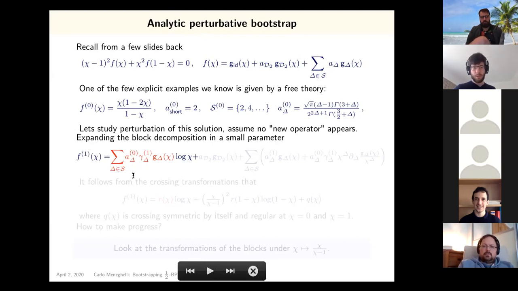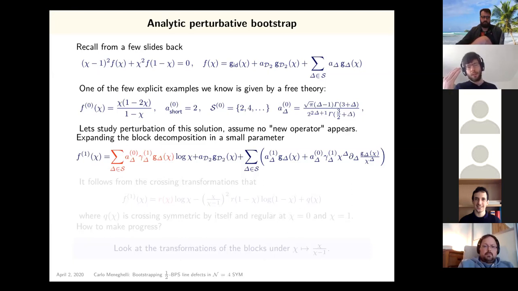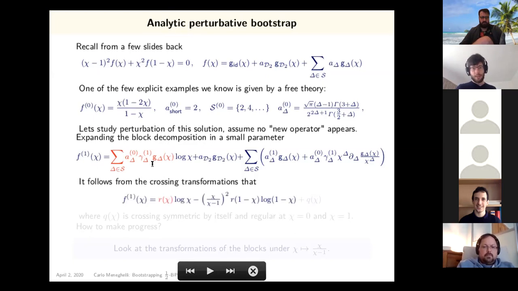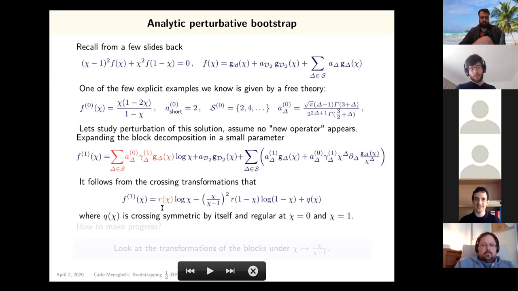This thing I put in red. And then all the rest has the property that once expanded at small chi it is a regular expansion, with integer powers of chi. But the red is the coefficient of the log, so it's well defined. Now we have crossing symmetry, which is the equation here, which tells us that if there is a term of chi log chi, by crossing symmetry there must also be this term. And there can be in general another term, which has the property of being crossing symmetric and regular at chi equal one. So this is very general, the perturbation of this simple solution.